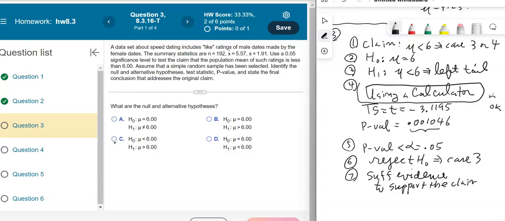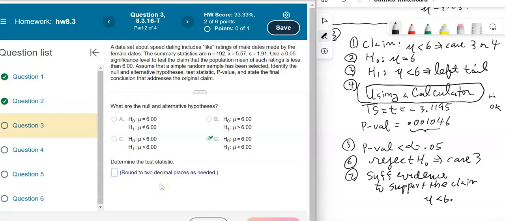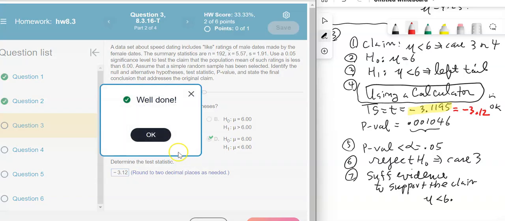What was the claim? Mu is less than 6. Okay, let's answer it now. So this is D, of course. And then the test statistic, what do we have? Negative, this guy, two decimals. So negative 3.12. Okay. Negative 3.12. Better be right.